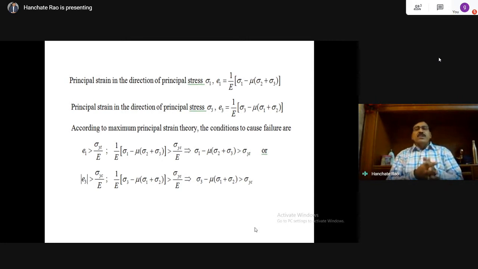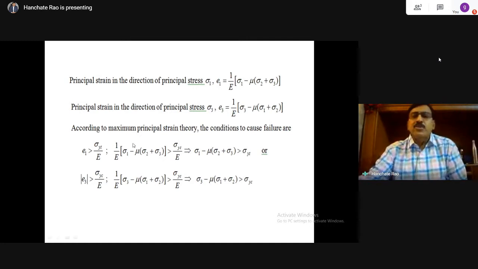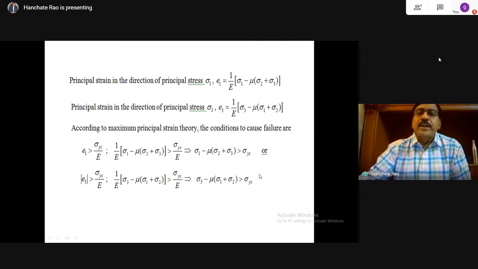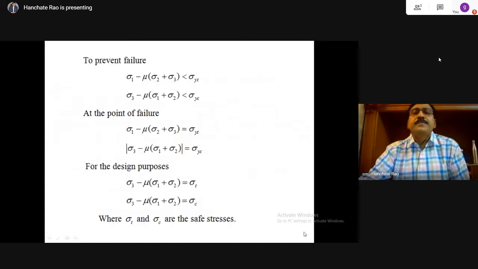You need not remember this formula. Don't remember anything, you just use the concept. The principal strain theory says that for failure we take the major principal strain or the minor principal strain and compare it with the elastic limit strain. From that you get this formula. So use the concept; there is no need to remember any of these formulae.